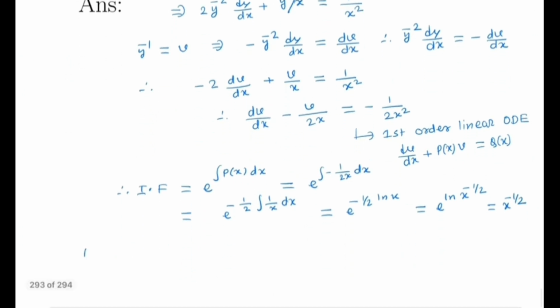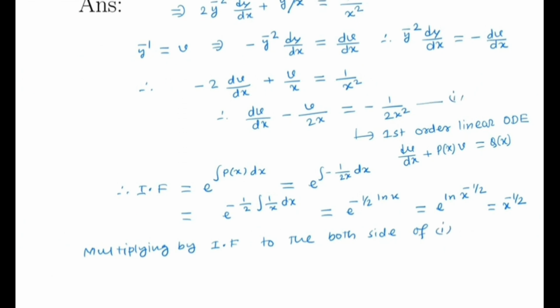So by multiplying by the integrating factor to both sides of equation 1, we get d/dx of (v x^(-1/2)) equal to -1/(2x²) into x^(-1/2), which is -1/2 into x^(-5/2).